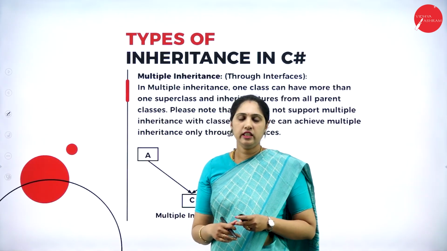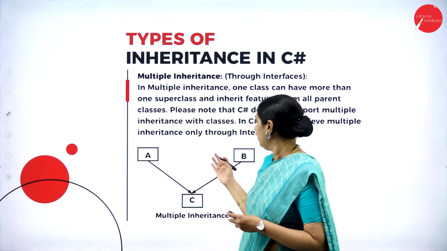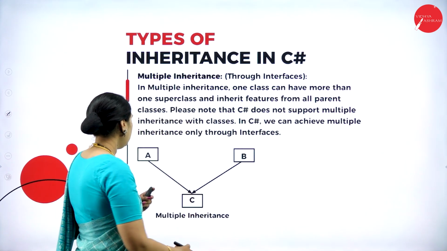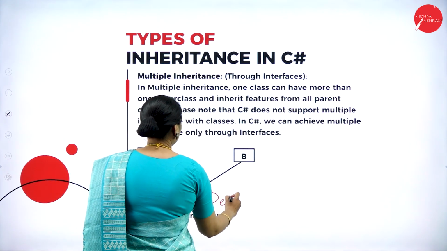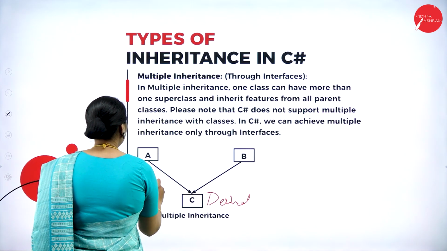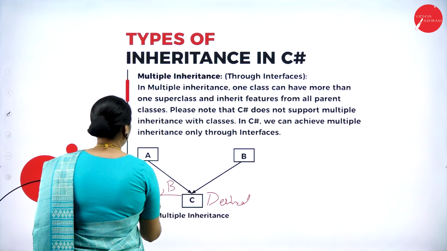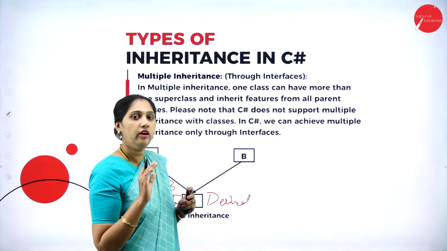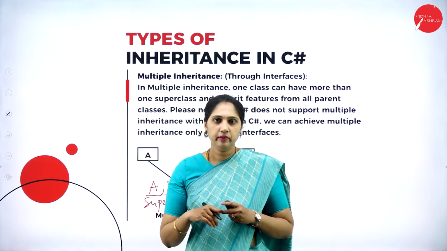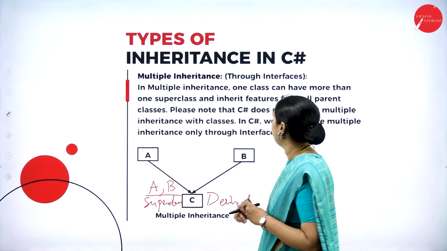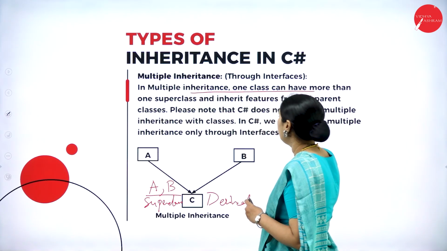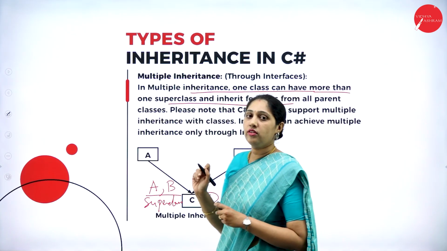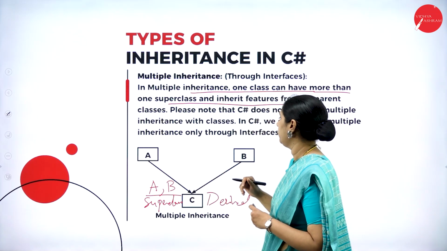So we finished with single inheritance, multi-level, hierarchical. Next you can say multiple inheritance. So what is multiple here? See, C is a derived class, but it has more than one superclass. So A and B are nothing but superclasses. This is multiple. You have multiple superclasses. That is multiple inheritance. When we go to the definition of it, we say in multiple inheritance, one class can have more than one superclass. So that is multiple inheritance.